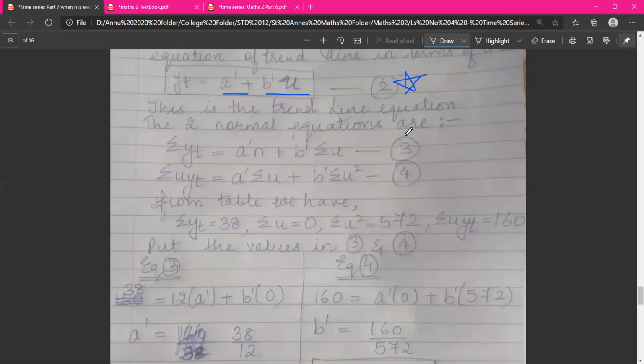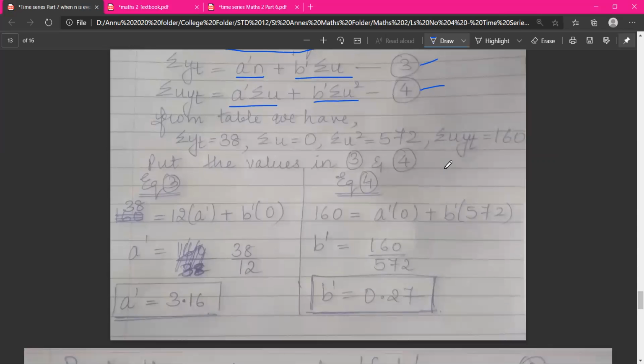अब a dash और b dash ढूंढने के लिए we require two normal equations. So we put them, summation yt is equal to n into a dash plus b dash into summation u, and summation uyt is equal to a dash into summation u plus b dash into summation u square. So we'll name it as equation number 3 and equation number 4. Also from the table, as I told you, I have the values of summation yt as 38, summation u is 0, summation u square is 572, and summation uyt is 160.